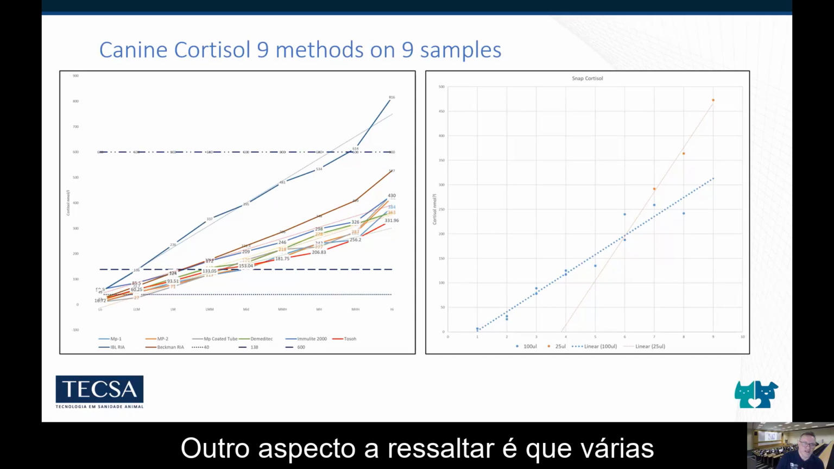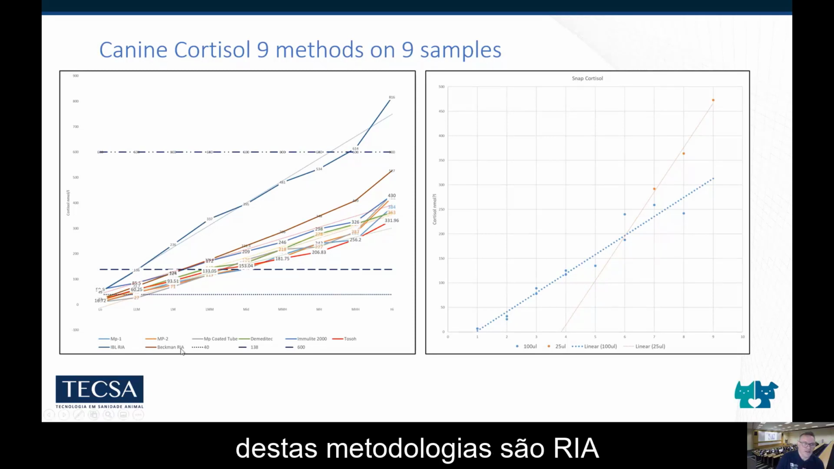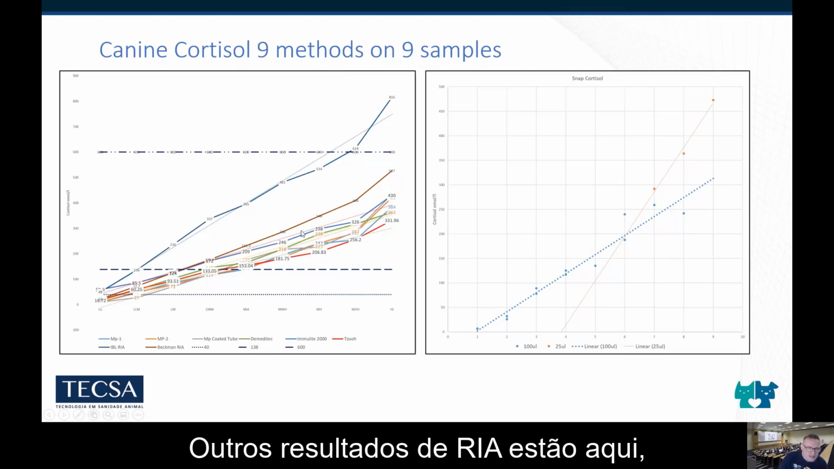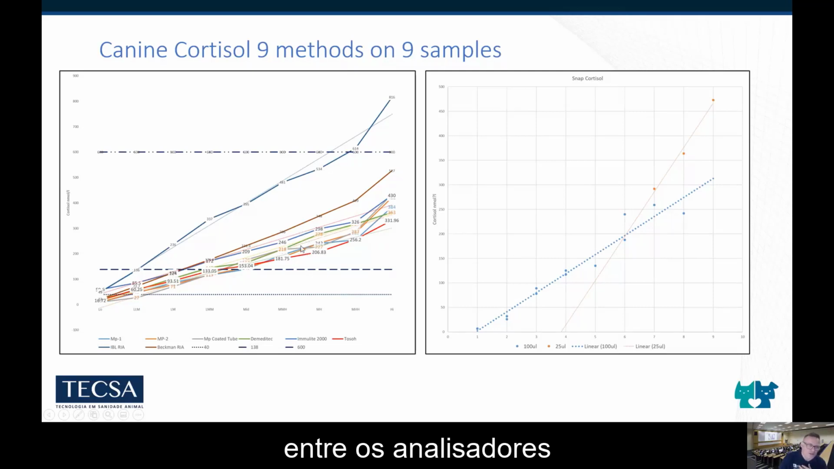The other thing that this highlights is that several of these methodologies are radioimmunoassay. So there's nothing fundamental about being a radioimmunoassay that means you always generate the best or the same results. This particularly unusual assay is a radioimmunoassay. It's generating very different results, almost twice the values generated by all the other techniques. But there are radioimmunoassay results mixed in here with the Immunoassay and Tosho analyzers.